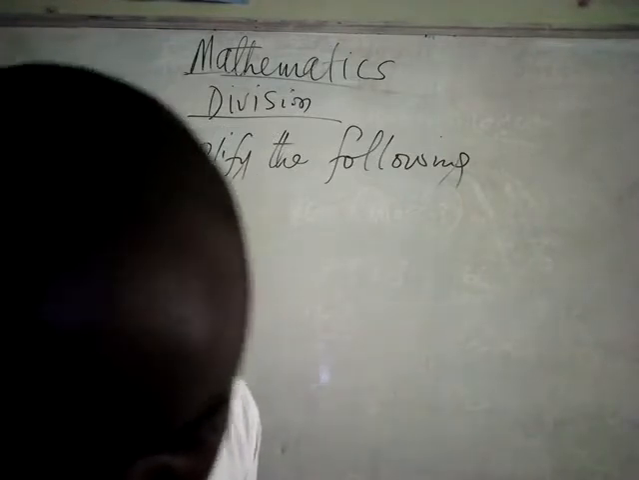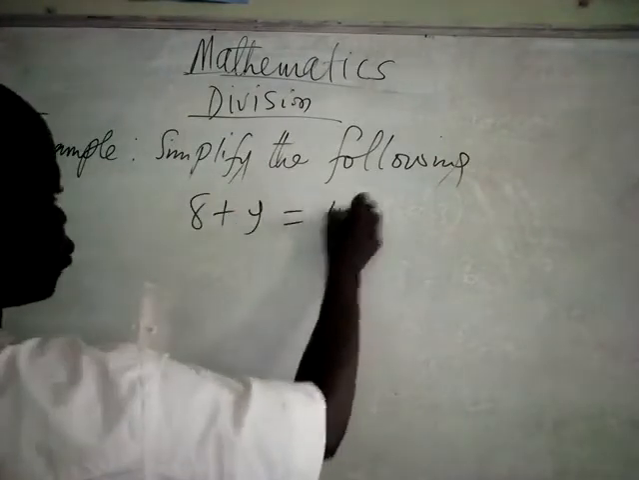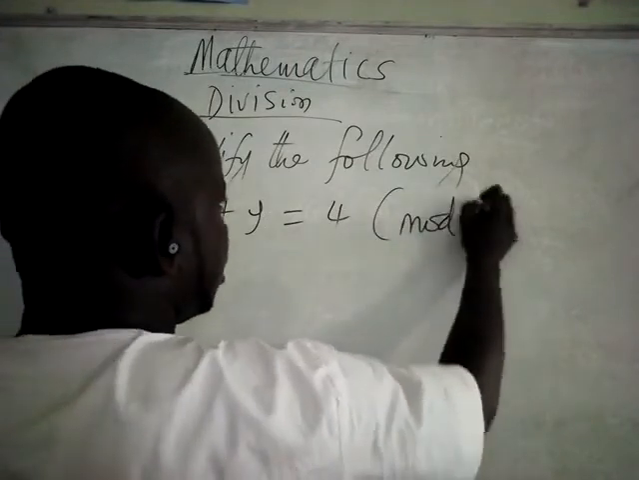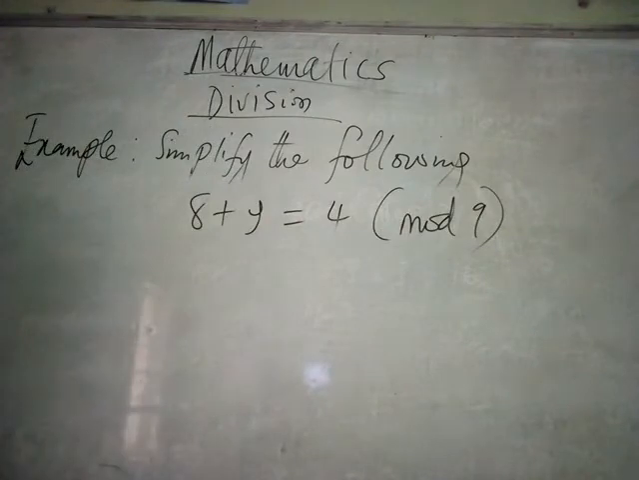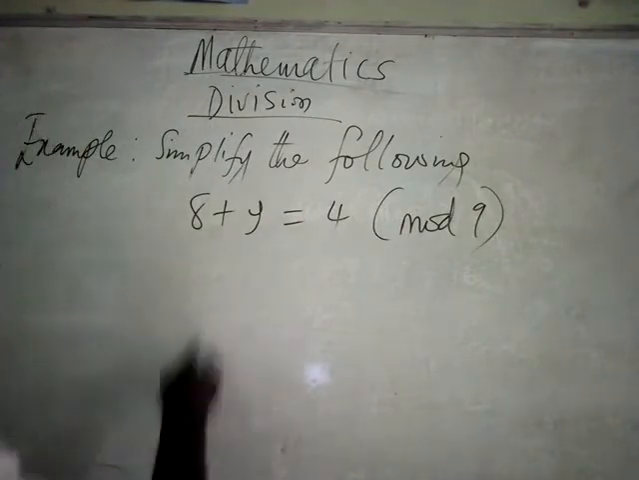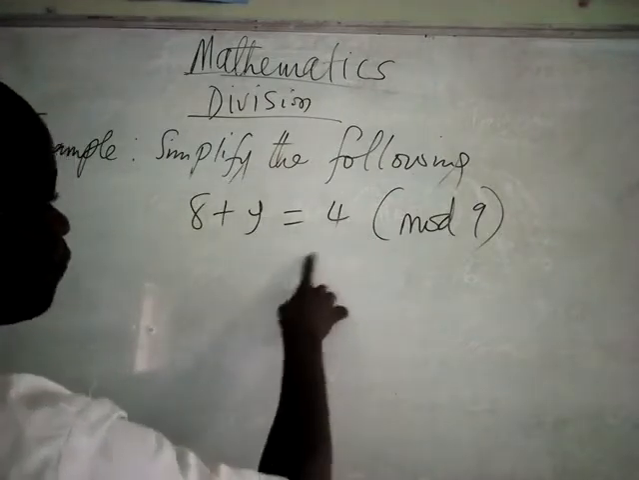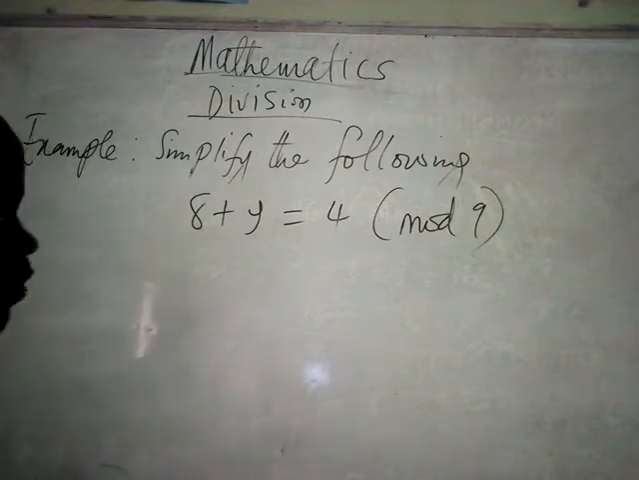Now look at this simple equation. We were given 8 plus y equal to 4 in mod 9. In mod 9, look at that. 8 plus y equal to 4 in mod 9. In your conventional math, you will be asked to carry 8 to the other side. And if you bring 8 to the other side, you're going to have 4 minus 8, which is going to give you a negative number. We don't want to get that.